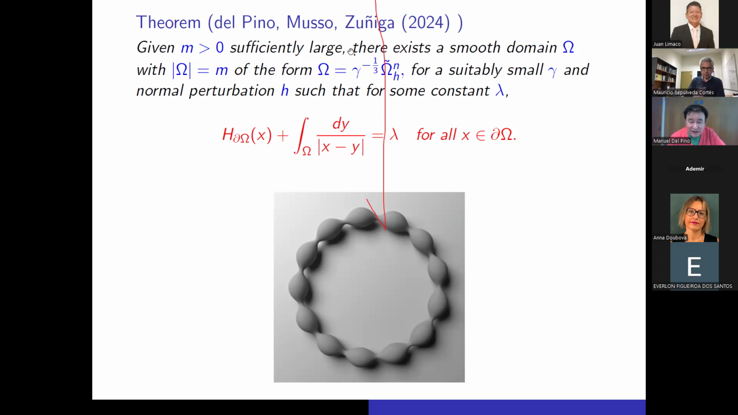It's simply a certain scaling of this Omega tilde_{n,h}. This scaling occurs with a suitably small gamma and a small normal perturbation h, such that for some constant you have this. So what I claim is the existence of a solution that looks like a collar, for all large masses. This is the statement. I will try to give you an idea of our strategy to prove this result.